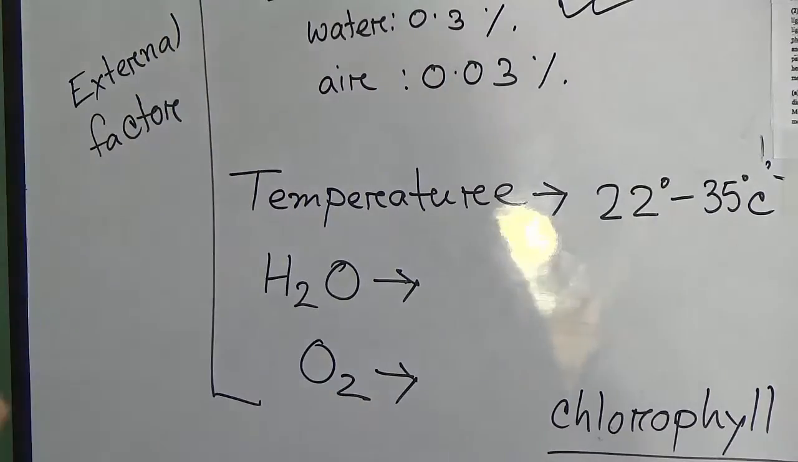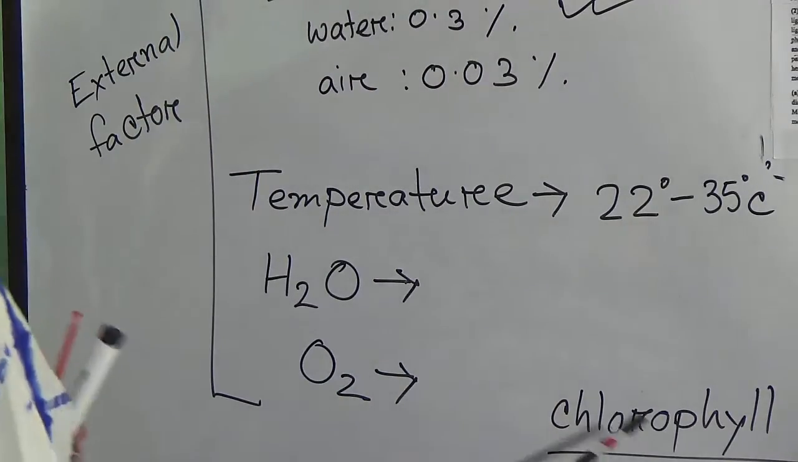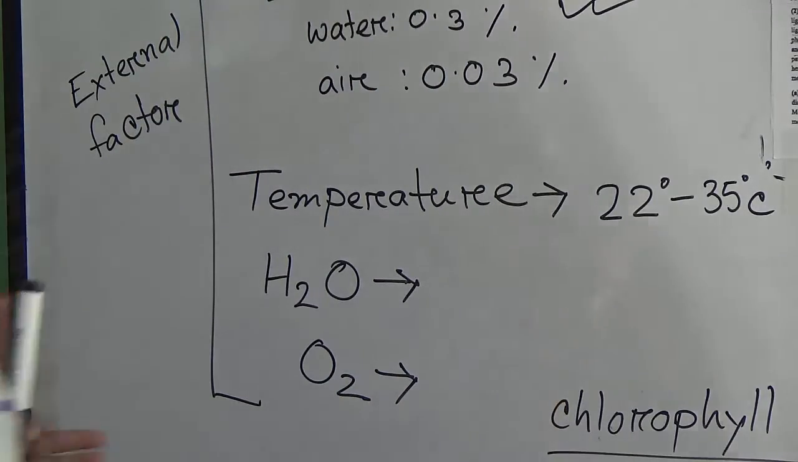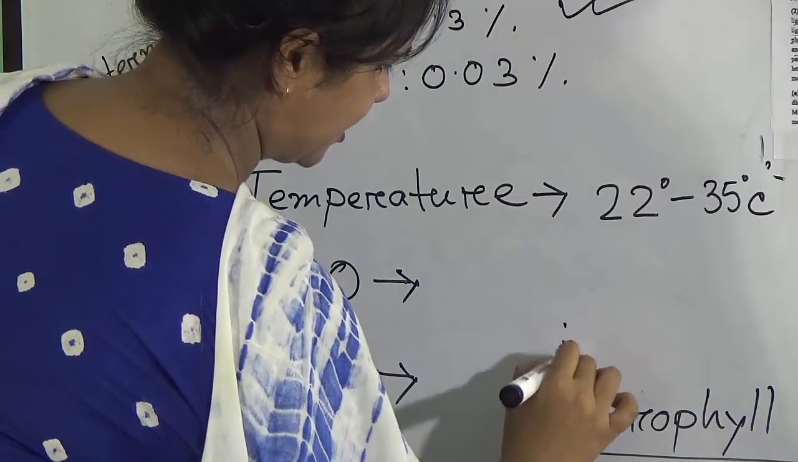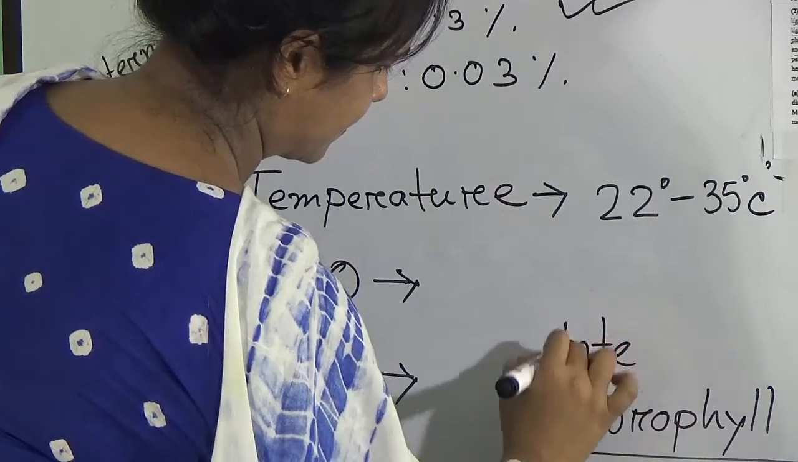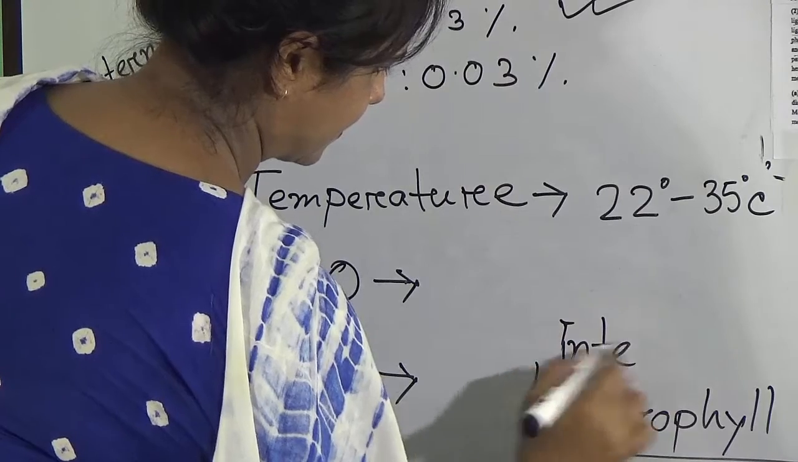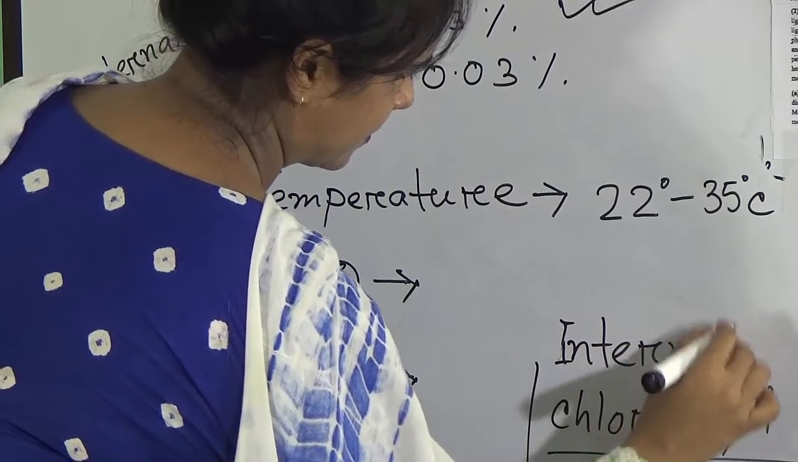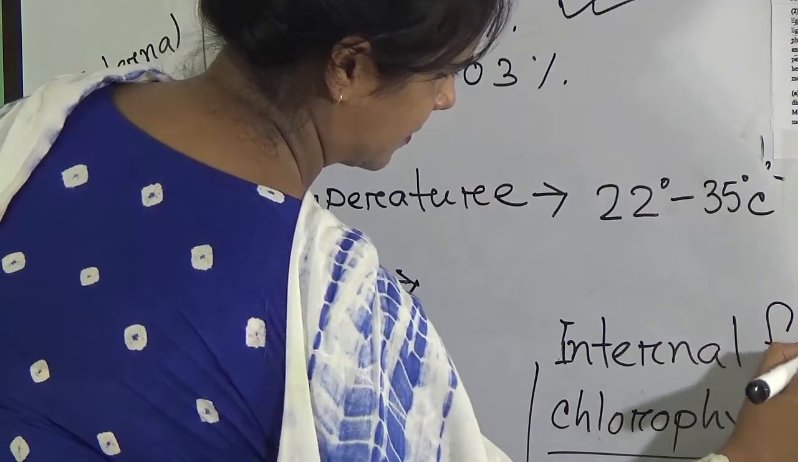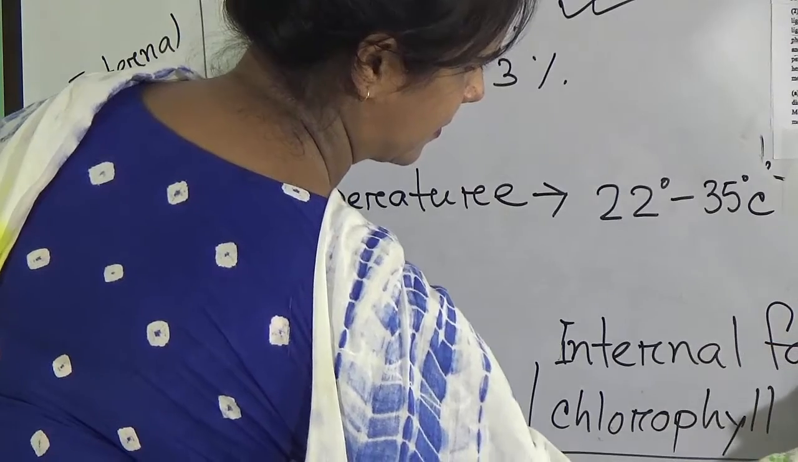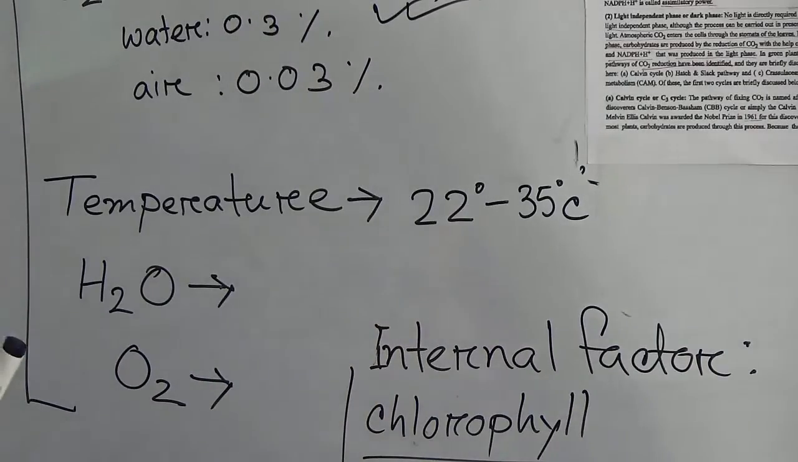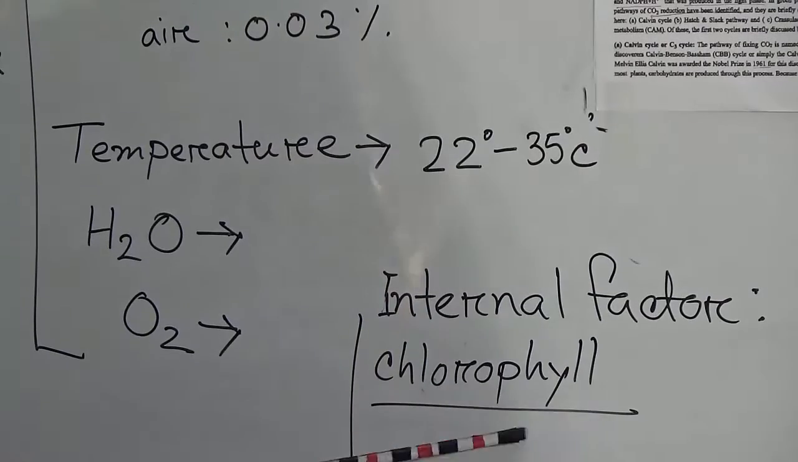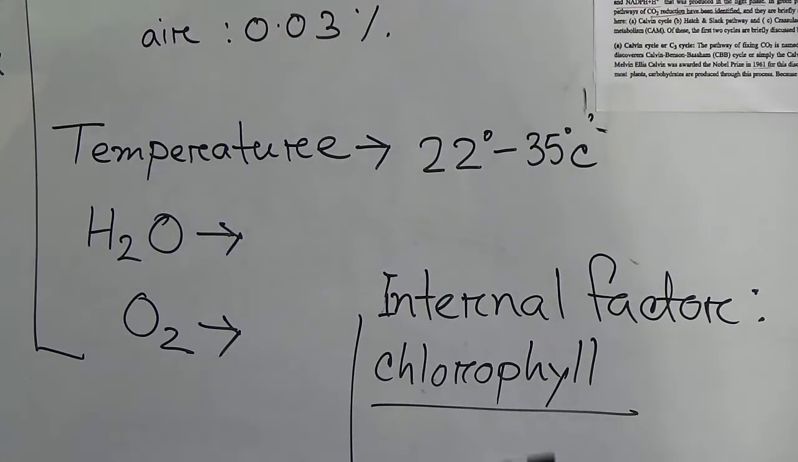Another factor is chlorophyll, and it stays inside the leaf. That means it is the internal factor. And chlorophyll is the most essential factor. Without chlorophyll, the photosynthesis procedure does not occur.